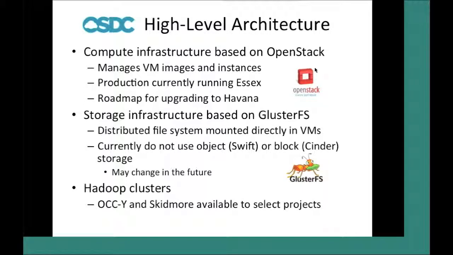The main difference between us and a lot of other clouds is that we host a large distributed file system underneath the cloud called GlusterFS. We are also bringing online an object store via Swift. So if people are interested in using object stores, we'll have that available shortly. And we also have Hadoop clusters, as Walt mentioned, for specific projects.